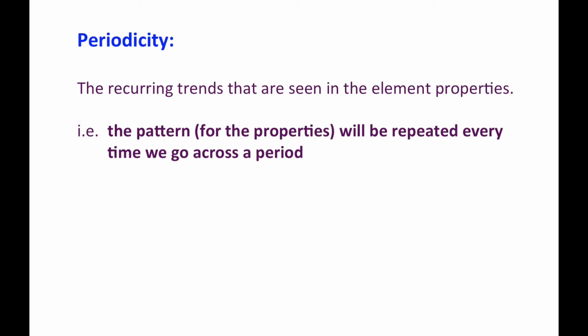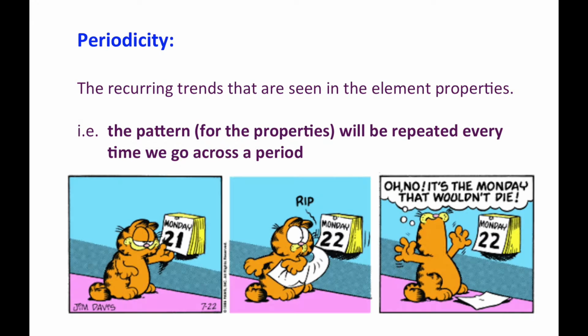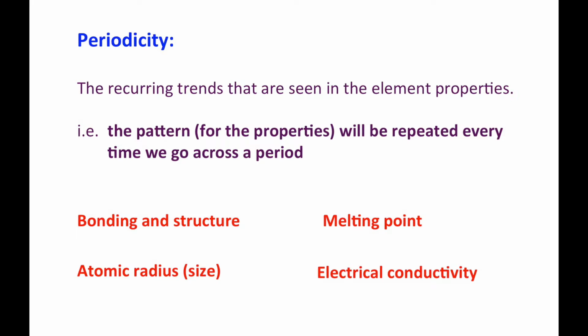That means we can find elements with similar properties, chemical or physical, when we move along the periodic table. Take this as an example. In our daily life, we face Monday every 7 days, or every week. This is a good example of periodicity because when you travel along the calendar, you will find Monday every 7 days.